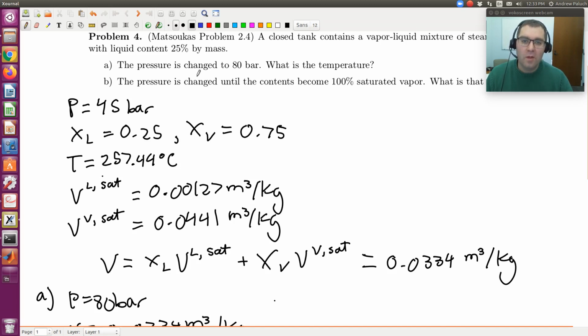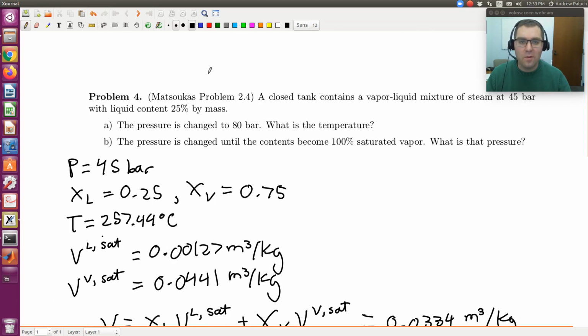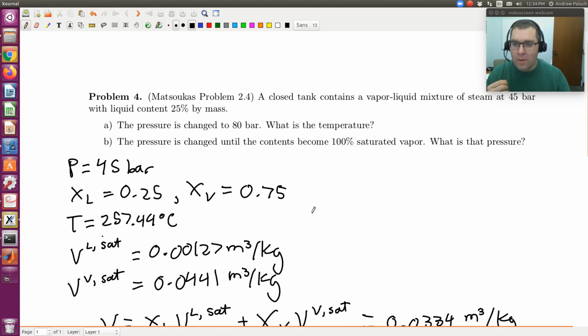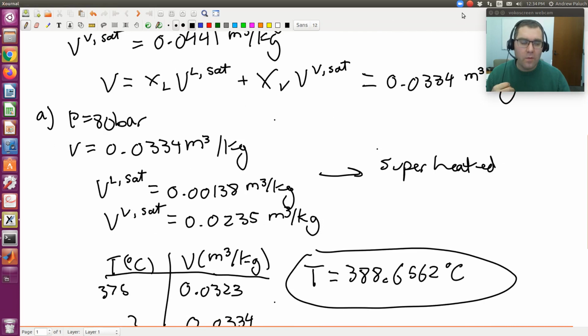And so it can't just be that this is a piston cylinder apparatus, because we're changing pressure, but we're not told that we're increasing pressure until we have a single phase. We're not told that we're increasing pressure until we have just liquid. So hopefully that helps.